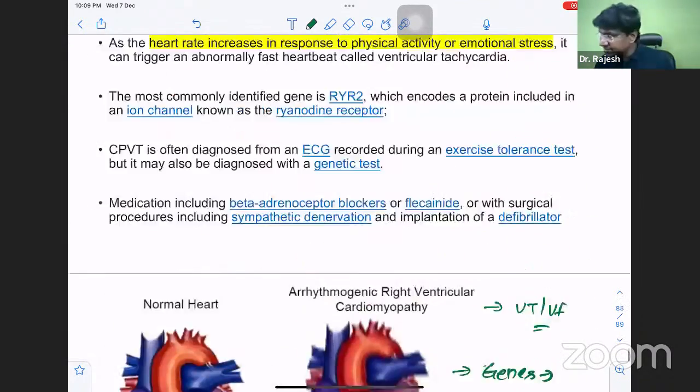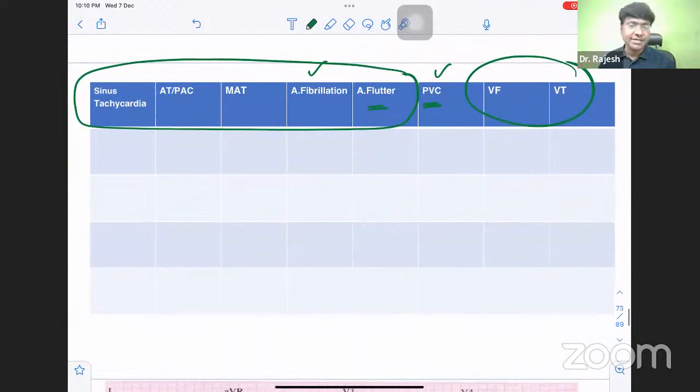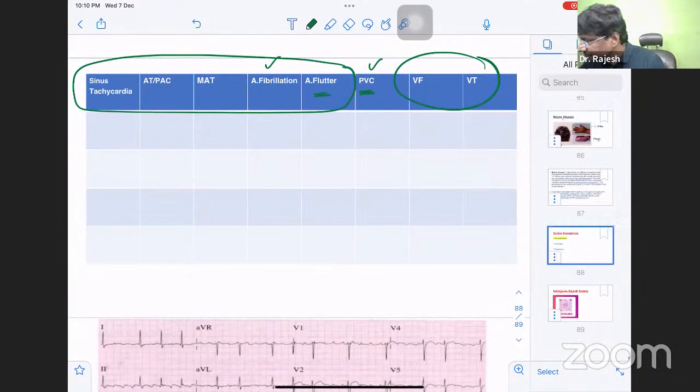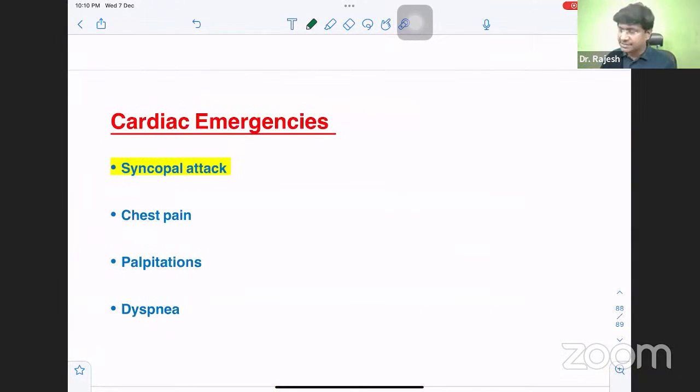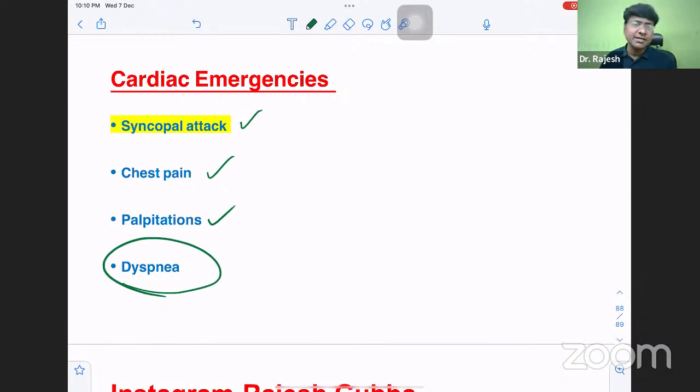Okay, so this is about all the conditions which will be causing your palpitations. That is sinus tachycardia, atrial tachycardia, premature atrial contractions, MAT, atrial fibrillation, atrial flutter, premature ventricular contractions, and conditions causing VT as well as VF. And what is the last important cardiac emergency? So we have discussed syncopal attack. We have discussed conditions causing chest pain and conditions causing palpitations. And what are the conditions which will cause dyspnea as a cardiac emergency presenting to the emergency department?